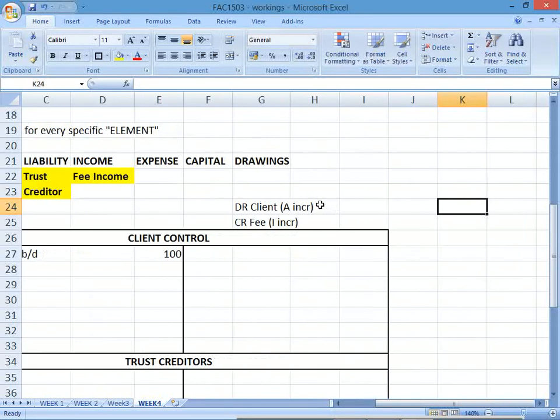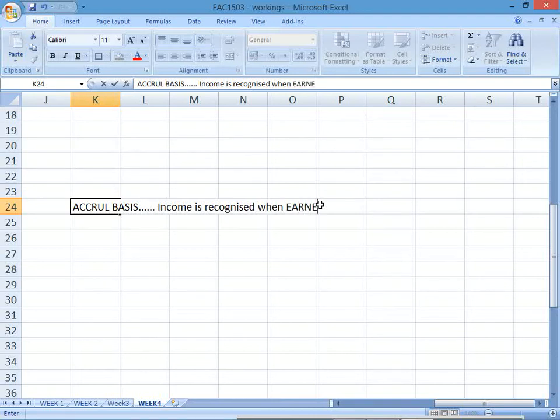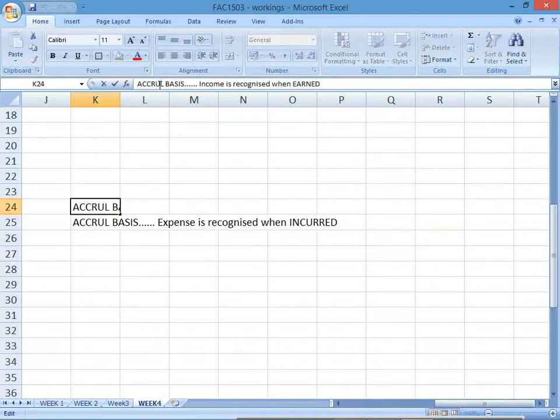Just to answer your question in more detail: accrual basis. Income is recognized when earned, expense is recognized when incurred. You're looking at paid and received, that's the cash. That's the cash flow. So can I earn income? Accrual. I think this is spelled wrong.